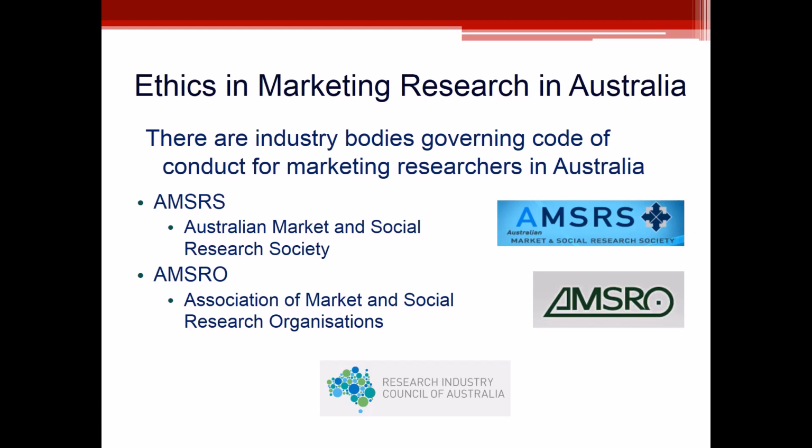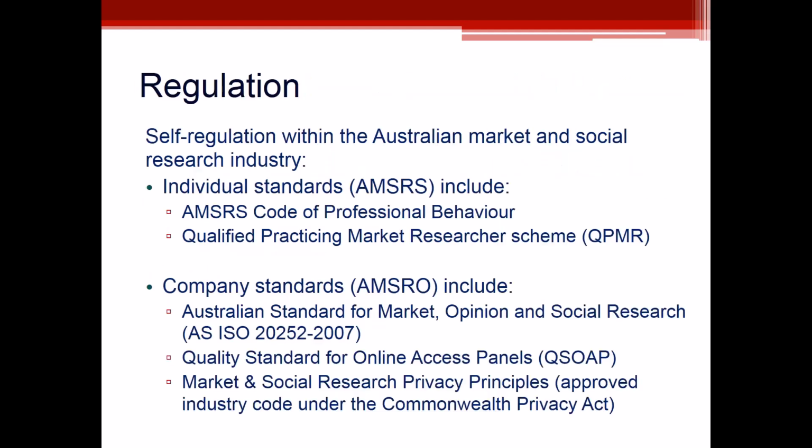AMSRO is the additional body, so that's the Association of Market and Social Research Organisations, and this is the body that research consultancies, research organisations actually sign up to. So AMSRS for individuals, AMSRO for organisations. Together, AMSRS and AMSRO make up the Research Industry Council of Australia.